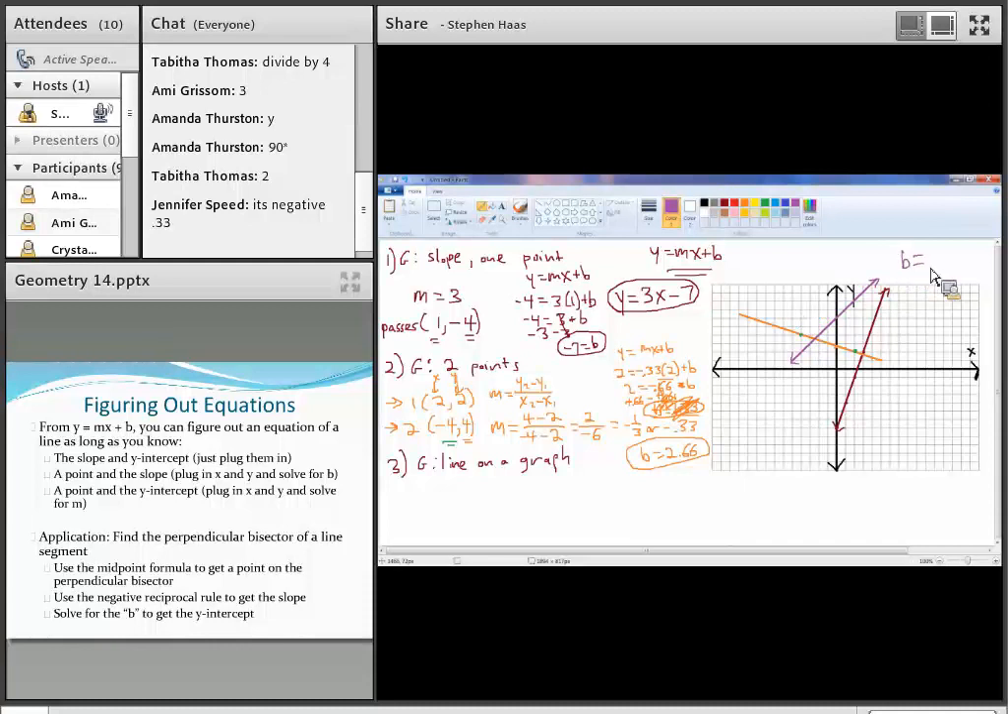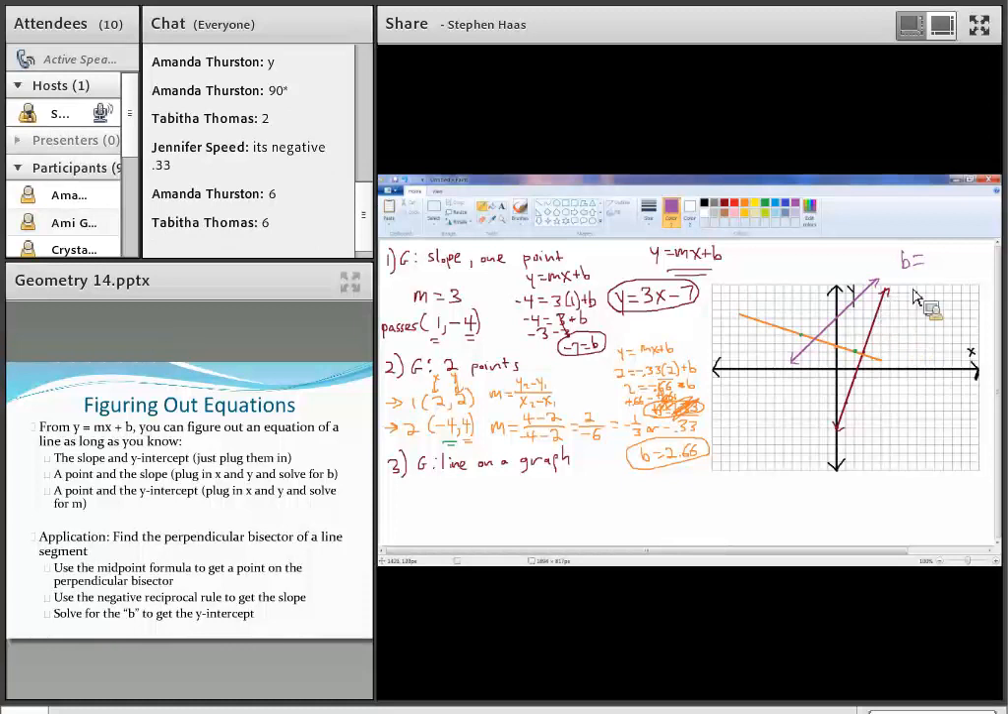What's the y-intercept for the purple line? Can anybody tell me? Let's just count: 1, 2, 3, 4, 5, 6. Yeah, that's right. The b is 6. Good. Now, what's the slope? Well, we can either figure out the slope mathematically, or we could figure out the slope just by looking at it. Can everybody tell it's going to be 1 up, 1 over, 1 up, 1 over, 1 up, 1 over? Yes, the slope is 1.